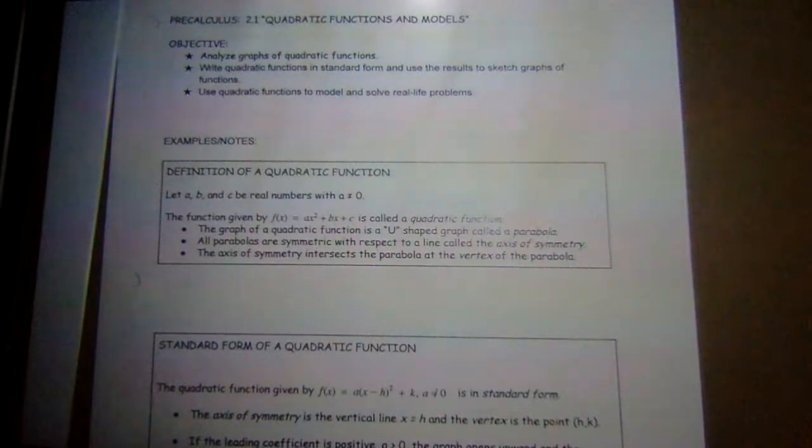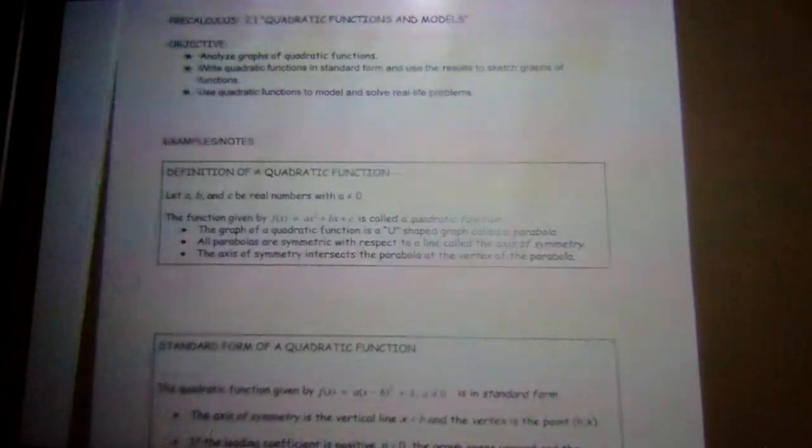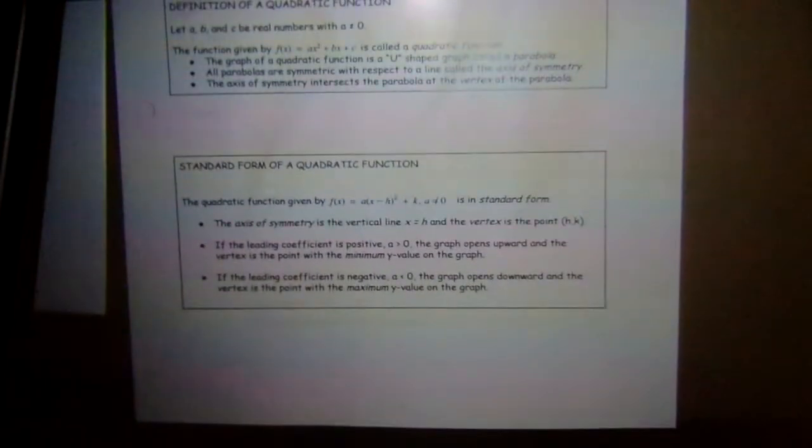We're going to look at quadratic functions. A quadratic function is in the form f of x equals ax squared plus bx plus c. Its shape is a U, not a V. That U-shape is called a parabola. It has symmetry with respect to a line called the axis of symmetry, and you will also find the vertex on your axis of symmetry. A very nice form, that's the standard form.